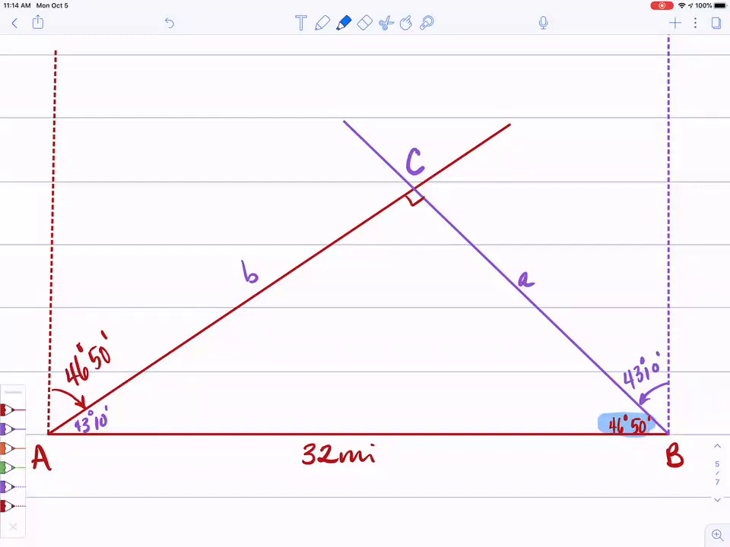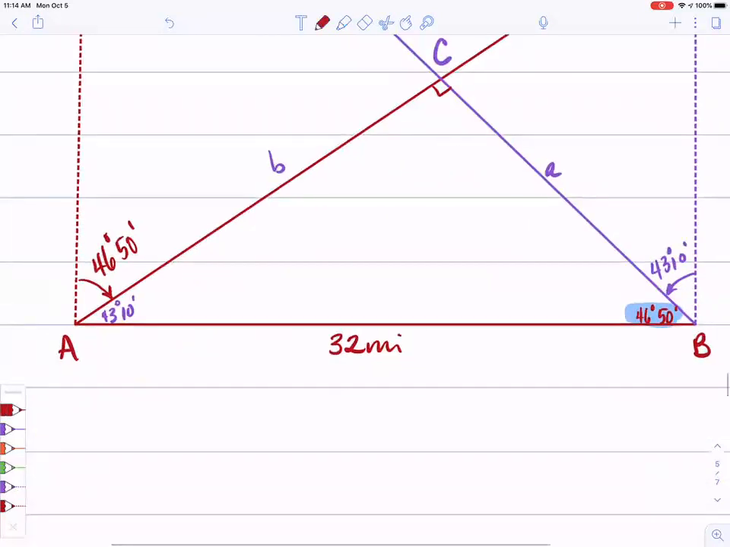All right, so let's try it again. Are you sure tangent's the one you want to use? No, because if I try to use tangent, I'm going to get two unknowns. Okay. So, new idea. Sine. Okay, so you want to stick with angle B still? All right, so if we're going to do the sine of angle B, which is 46 degrees, 50 minutes, that will equal what? B over 32.